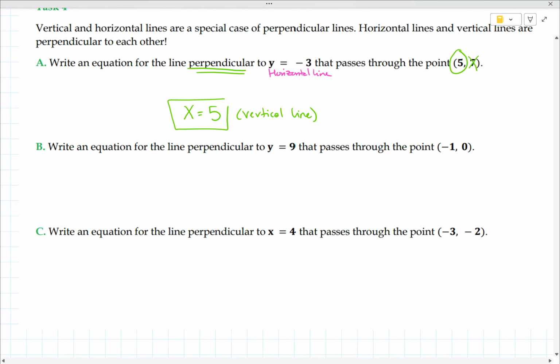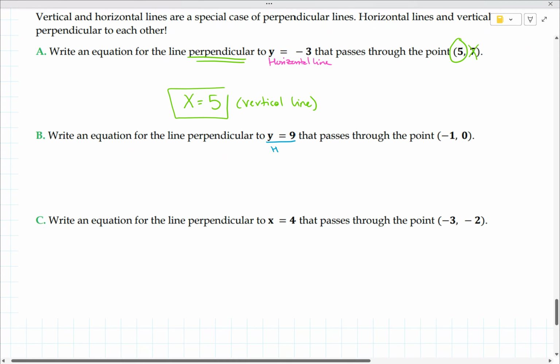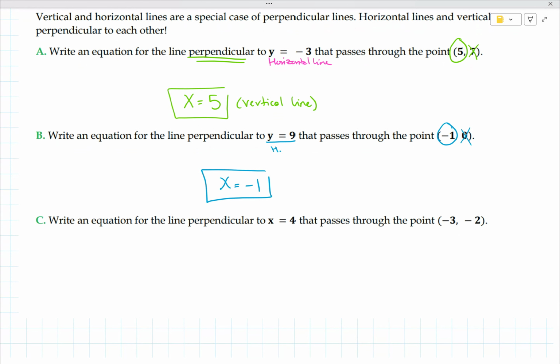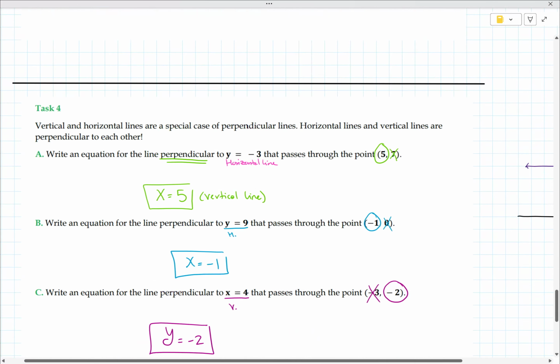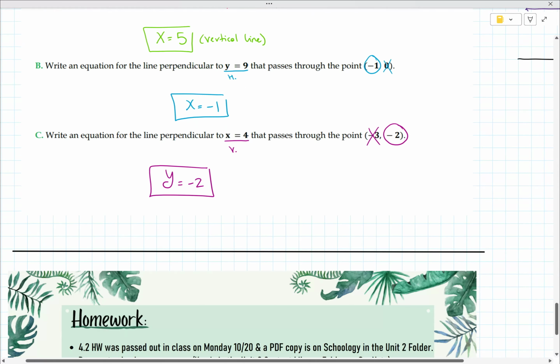Okay, so question B, again, you have another horizontal line. So I'm not going to do another horizontal line. I'm going to use the x value to make a vertical line that is perpendicular to our y equals 9. All right, and then question C, x equals 4 is a vertical line. So I'm not focusing on that x coordinate. I'm going to focus on the y coordinate because I need a horizontal equation. Y equals -2. All right, and that kind of wraps it up. If you have time, great. You can go back to C and D, or you could work on some homework.